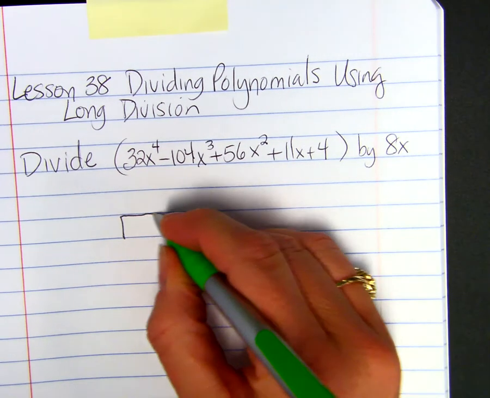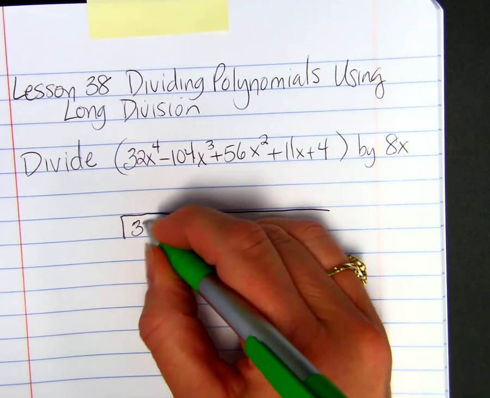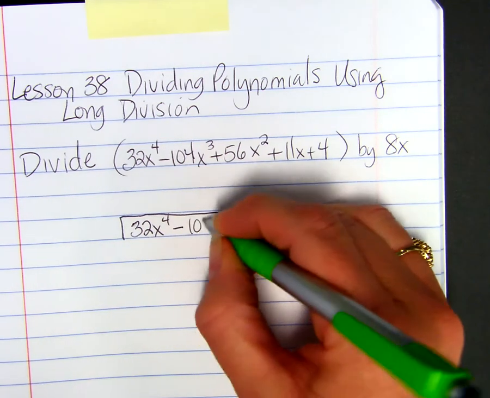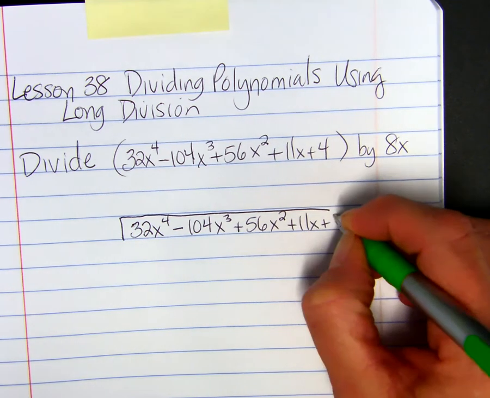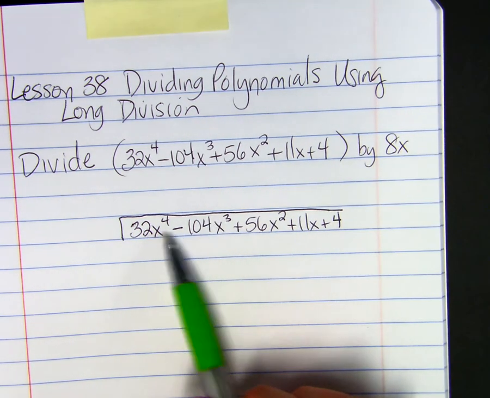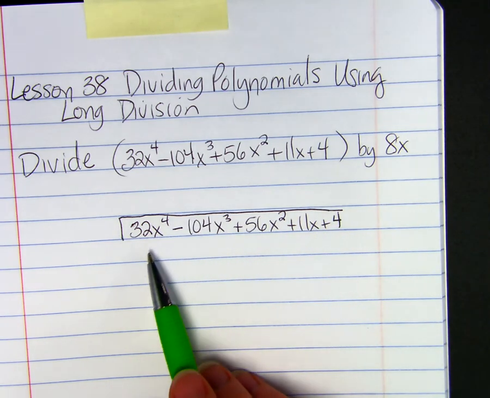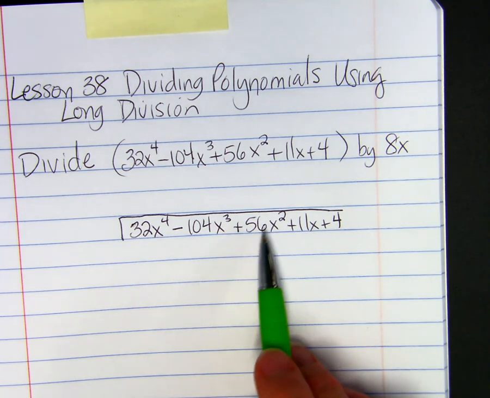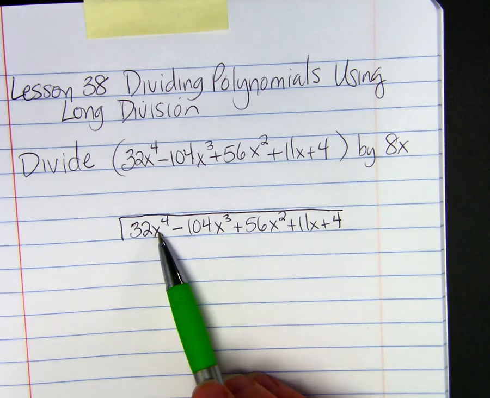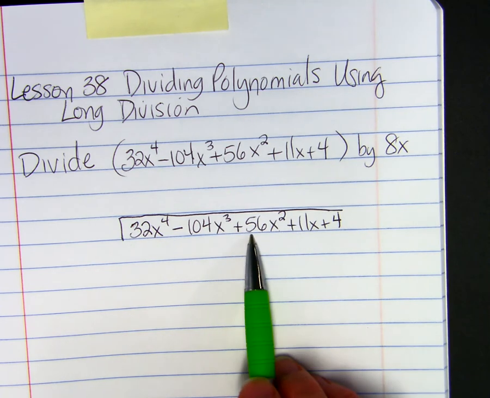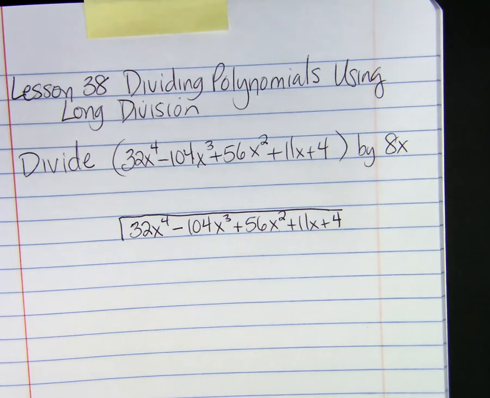Okay. Long division means you have a box with the dividend on the inside of the box and the divisor on the outside. When you are doing a polynomial as the dividend, you have to make sure that you have a term in each spot where the variable is descending in the exponent. For instance, if we were missing this 56x squared, you would have to put in a plus 0x squared. So just make sure you have a placeholder for each.